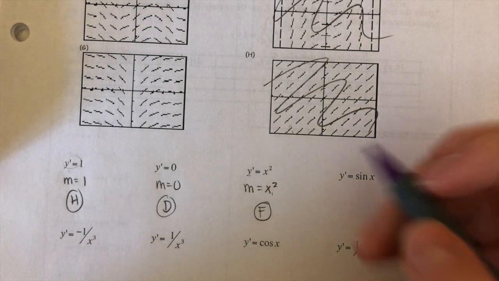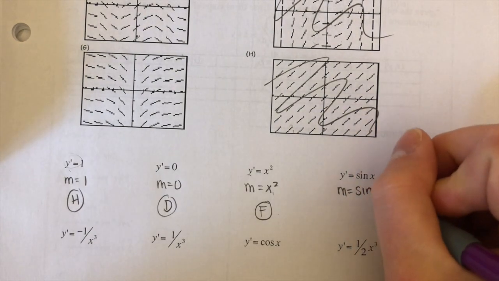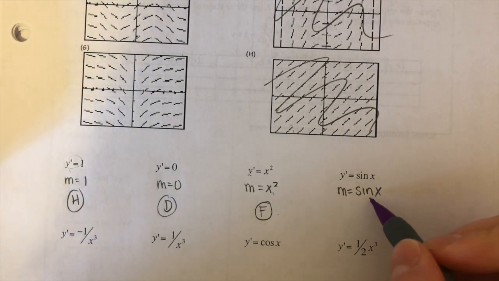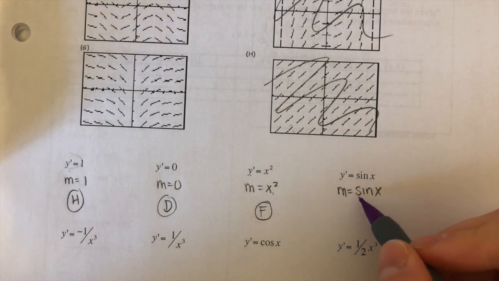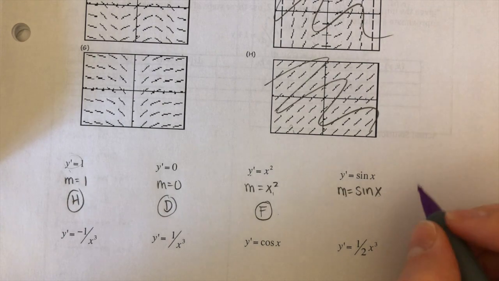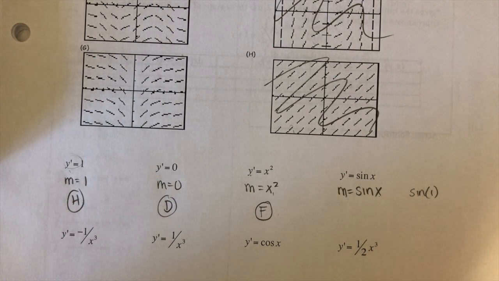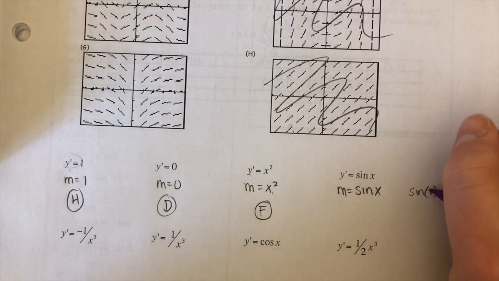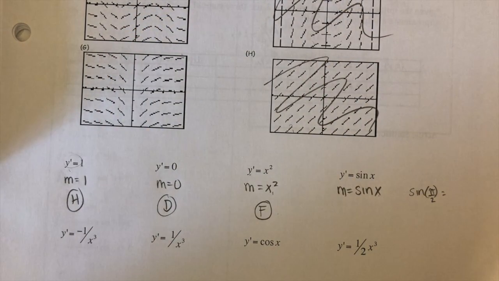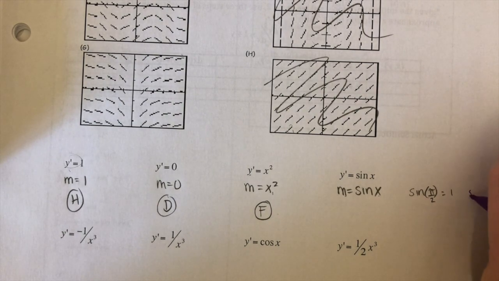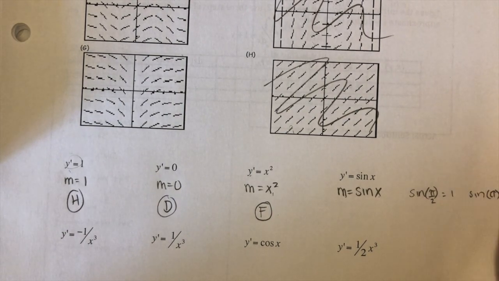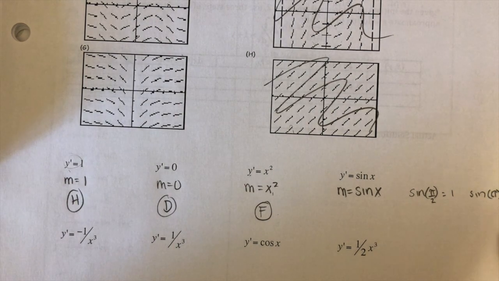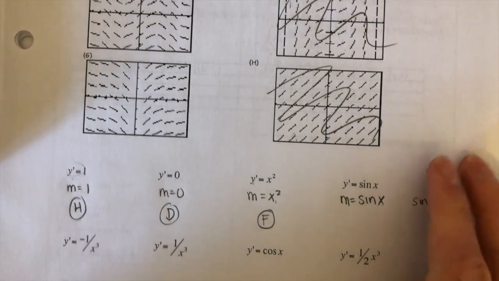y prime is equal to sine x, so m is equal to sine x. So if I plug a 0 in, this is going to have to be a 0. If I plug a 1 in, sine of 1, we're going to use pi's. We're going to pretend that these are like pi's. So we're going to do like pi over 2. Sine of pi over 2 is 1. And then sine of pi is 0 again. So it's going to fluctuate between 0, 1, 0, and then we'd have a negative 1.